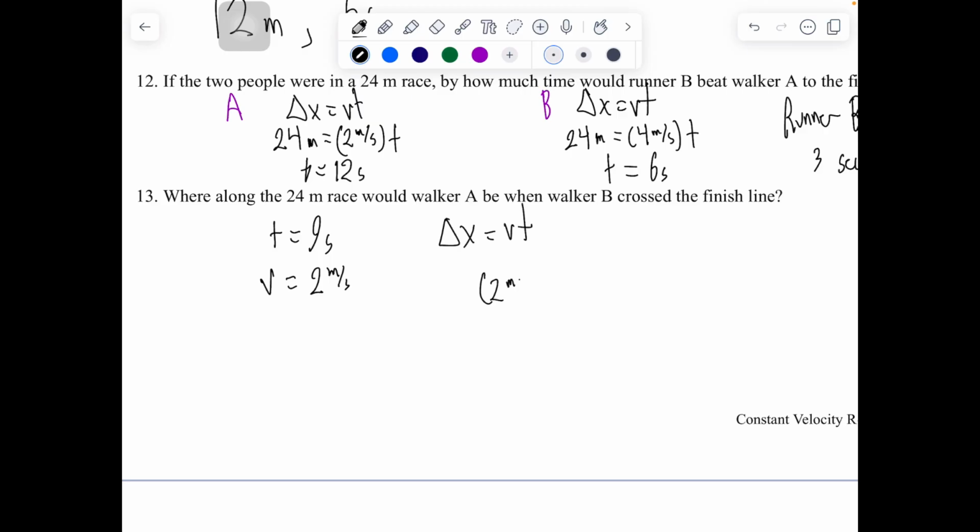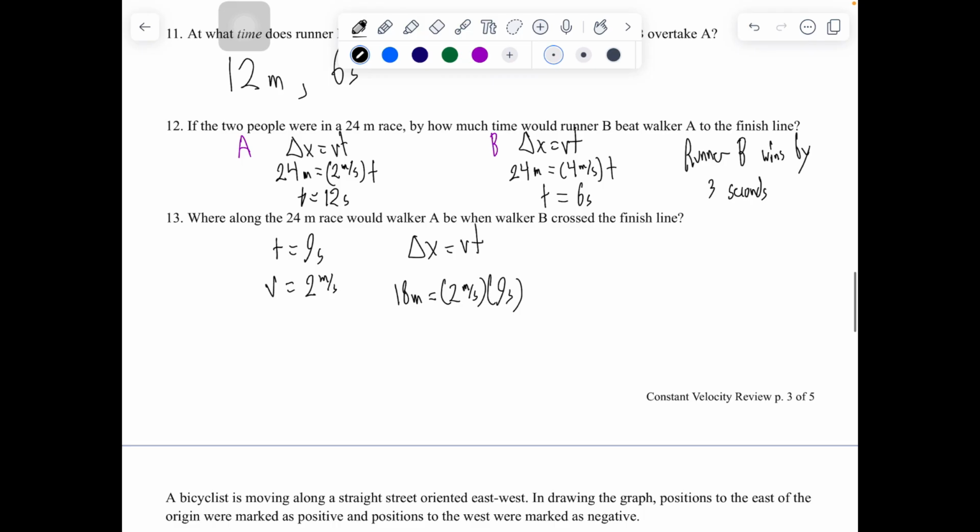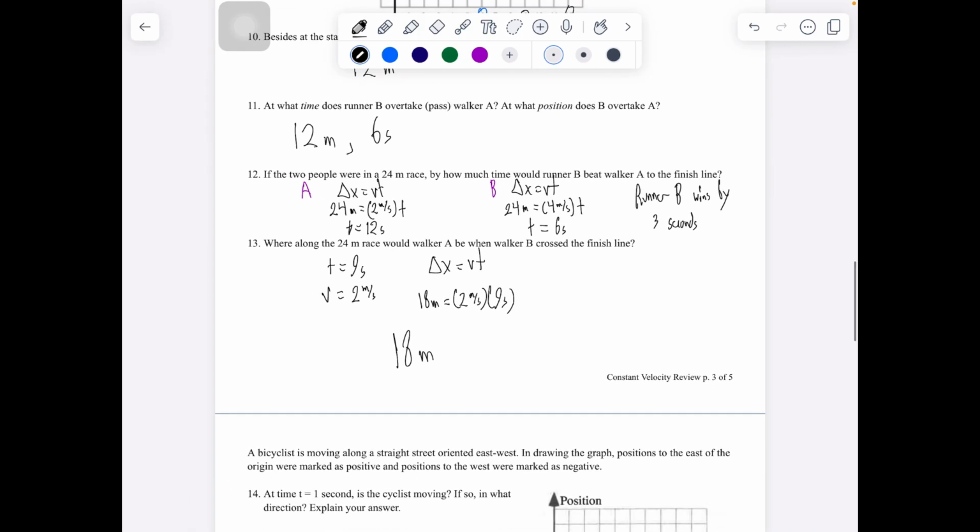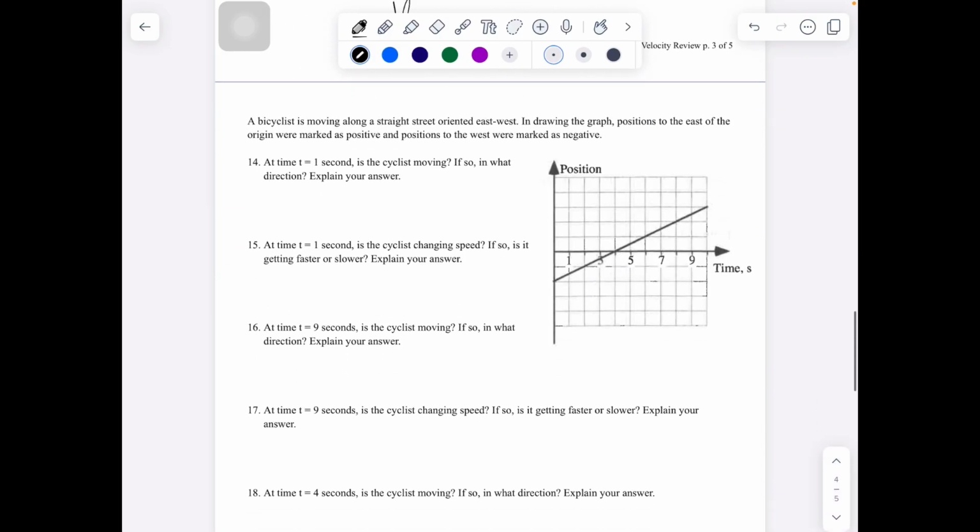Plug in our 2 meters a second, plug in 9 seconds, and we go ahead, multiply, we get 18 meters. So 18 meters is our answer. That's where runner A would be when runner B crosses the finish line.